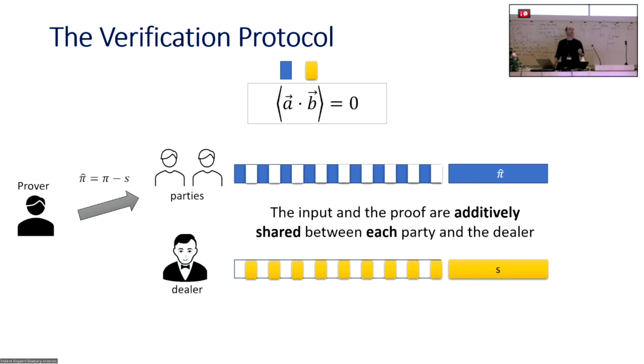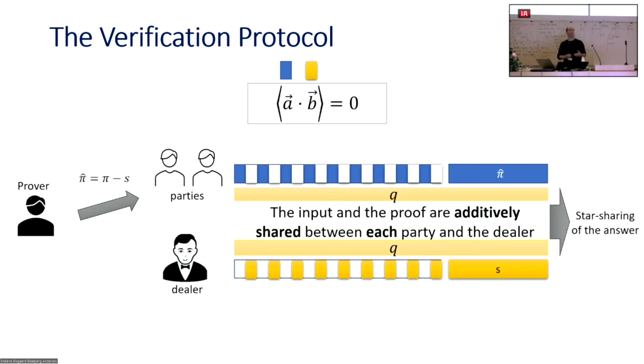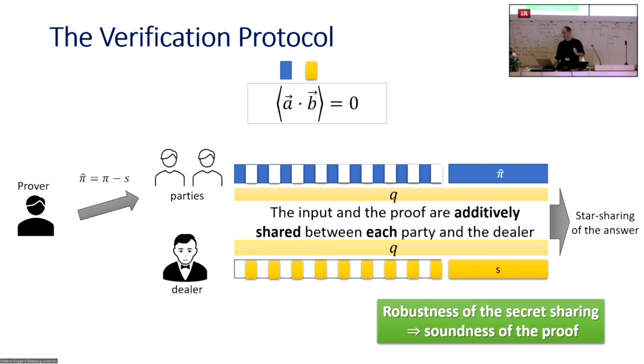But because this is also a linear secret sharing scheme, each party and the dealer can make the linear queries independently. And then what we will obtain is also a star secret sharing of the answer, meaning that the answers are also additively shared by each party and the dealer. So this is what gives us the robustness throughout this protocol, which eventually leads to soundness, meaning that malicious parties cannot cheat here.